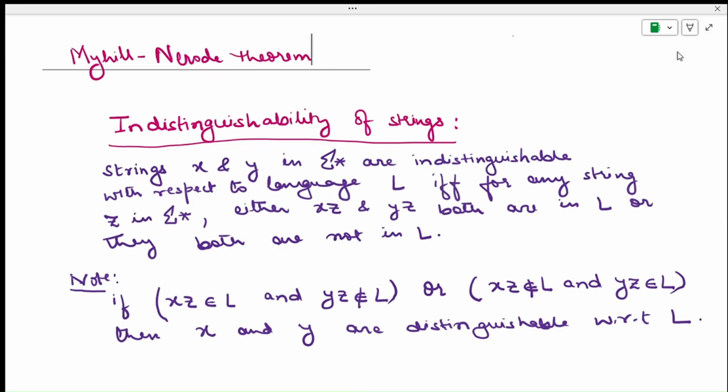So note down one thing. If xz belongs to L and yz does not belong to L, or xz does not belong to L and yz belongs to L, then x and y are distinguishable with respect to the language L. Now we'll see some examples.